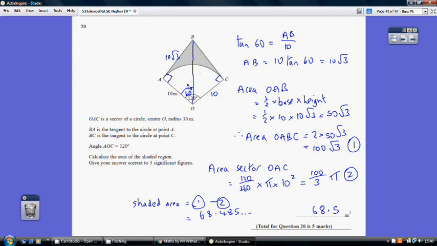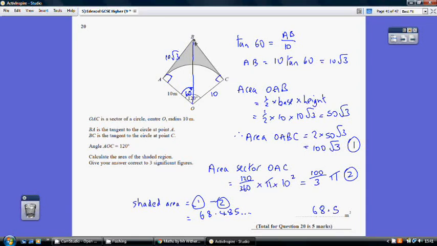Now if I break it into two triangles which are similar by putting the line down from B to O, we can see that BAO is a right angle triangle. This angle is 60 degrees, this length is 10. So using SOHCAHTOA, I can say tan 60 equals my opposite side, which is AB, divided by my adjacent side, which is 10. Multiplying both sides by 10, I can see that AB is 10 tan 60, which is 10 root 3.